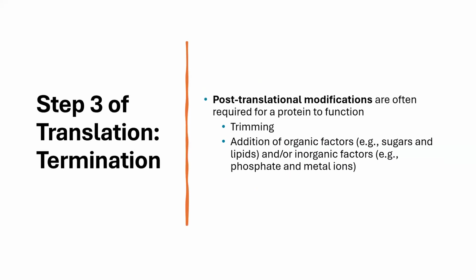So we're going to briefly talk about post-translational modifications here, and then we'll talk a little bit about some other gene regulation things in another lecture. So for a gene to function, there's usually going to be some sort of post-translational modification, such as trimming, or adding on additional organic factors such as sugars and lipids, or inorganic factors such as metal ions and phosphate.